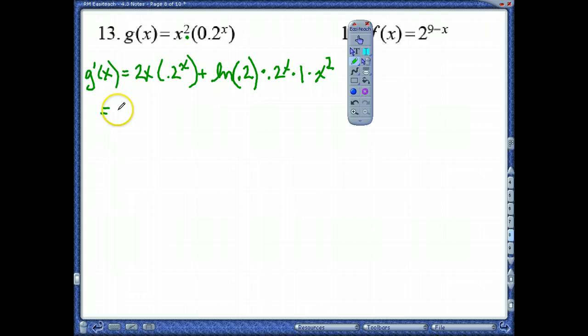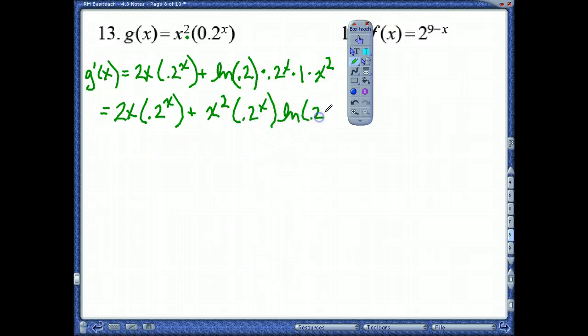So let's rewrite it so it looks a little bit better. I kind of like this 2x, and I like the parentheses with the 0.2 to the x power. Then these guys, I'm going to bring this all out in front. So I'm going to have my x squared times 0.2 to the x power times my natural log of 0.2. That way I don't need quite as many of those little decimals or little points that we're using for our multiplication, those dots. It just makes it a little bit easier for us to read it. That is the entire answer.